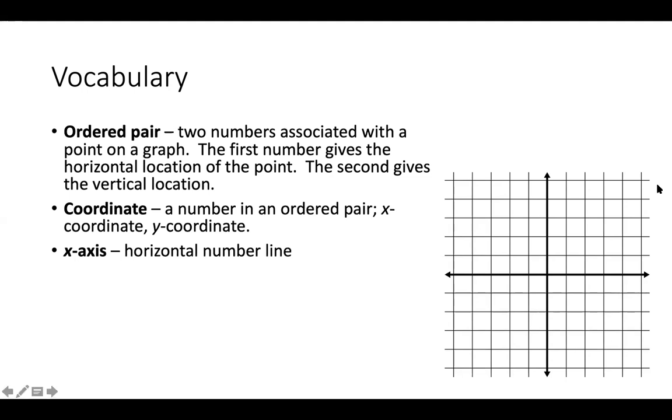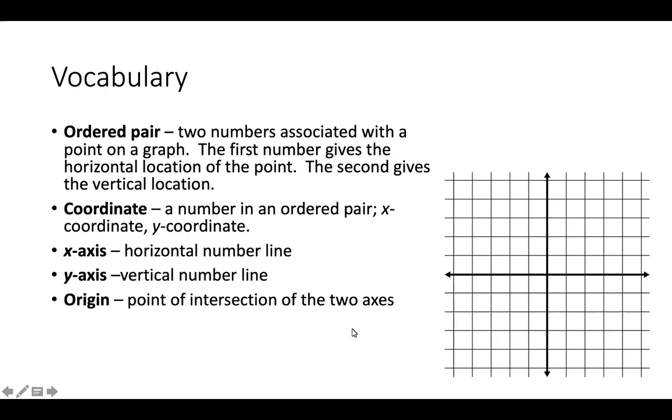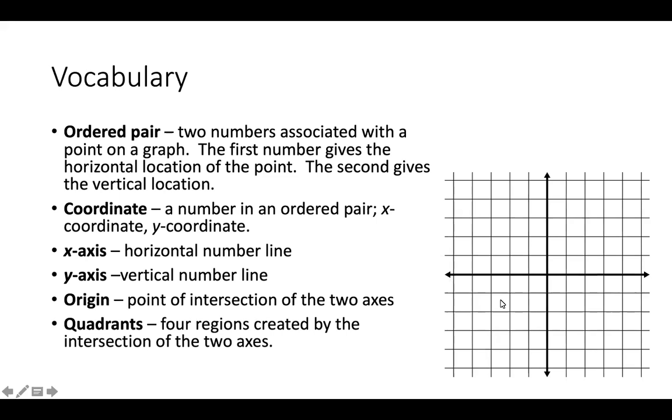The x-axis is a horizontal number line. You see it here in this graph. The y-axis is a vertical number line. That's this line here. The origin is the point of intersection of the two axes. That's this point right here in the center. And then finally, the quadrants are the four regions created by the intersection of the two axes. Up on the top right, you have quadrant 1, and then you continue counterclockwise. Top left is quadrant 2, bottom left is quadrant 3, bottom right is quadrant 4.